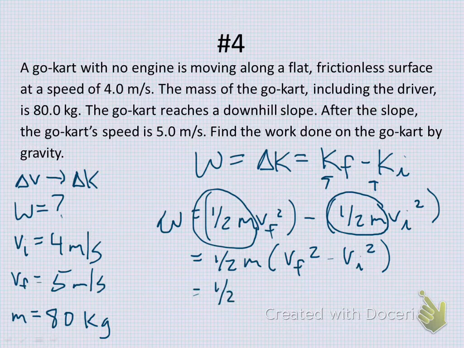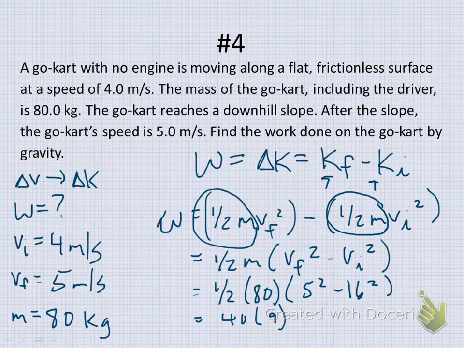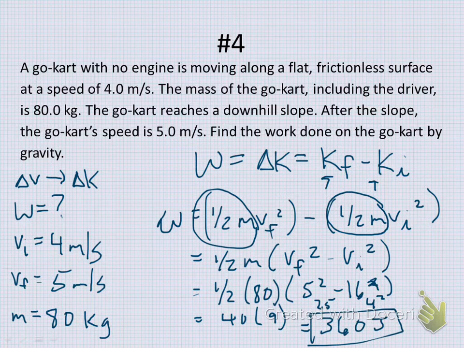So plugging in our numbers, we have 1/2 of 80 kilograms times 5 squared minus 16 squared. So that comes out to be 40 times 9, because 5 squared is 25, and I wrote 16. I went ahead and wrote the answer, sorry. 4 squared is where we get our 16 from. So 25 minus 16 is 9. Sorry about that. My brain sometimes doesn't keep up with what my hands are doing. Okay, so 40 times 9 is going to give us 360 joules of work done by gravity on the go-kart.